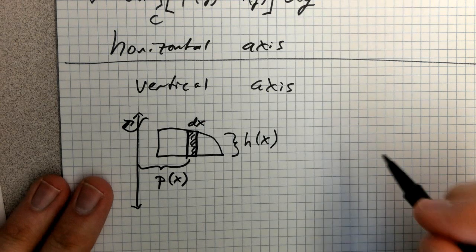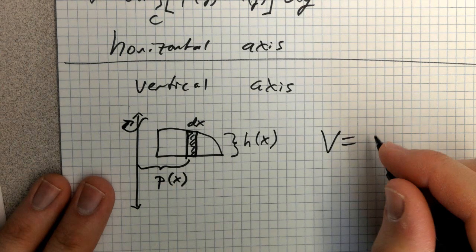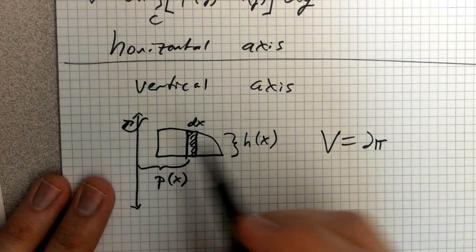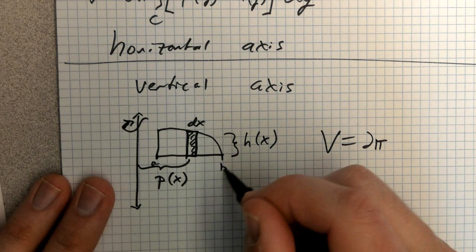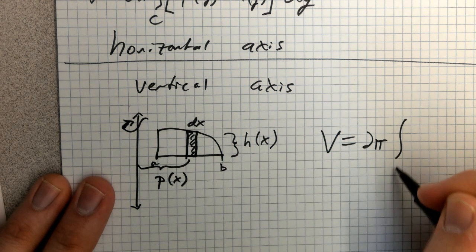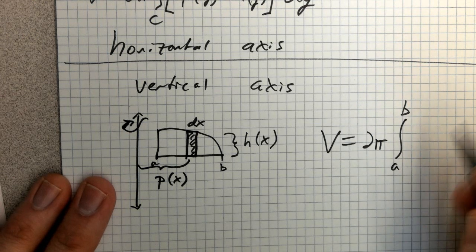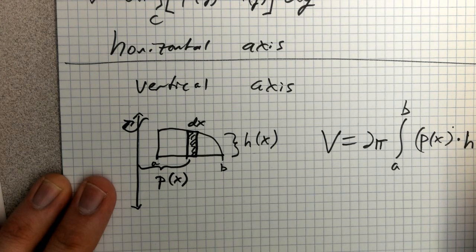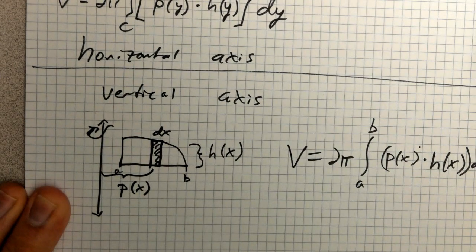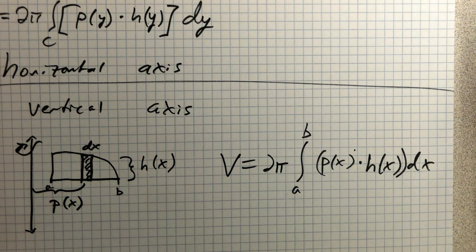And then our formula for volume will be 2 pi, and we're going to go from A, which is here, to B, which is here. So it will be 2 pi, the integral from A to B, of P of x times H of x, whole with respect to x. Okay, so there's your formula for volume. So that's the first part. Let's put the examples in another video, so we split this up into 2 parts.